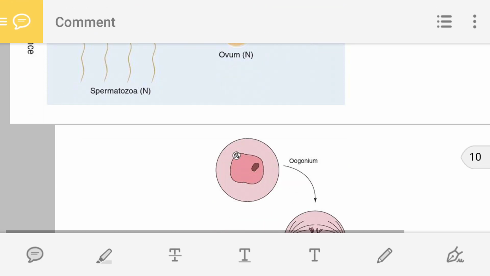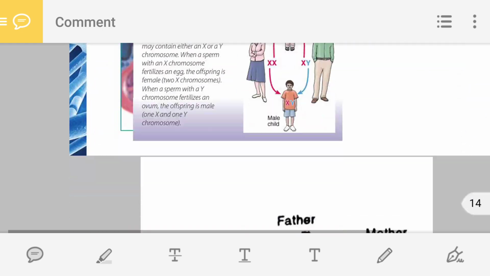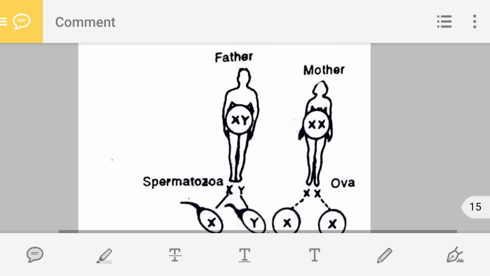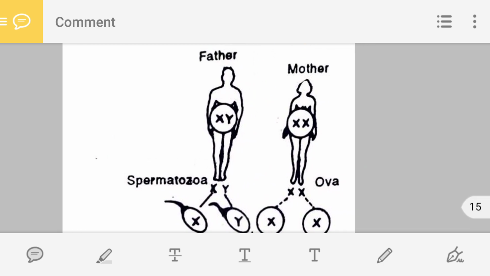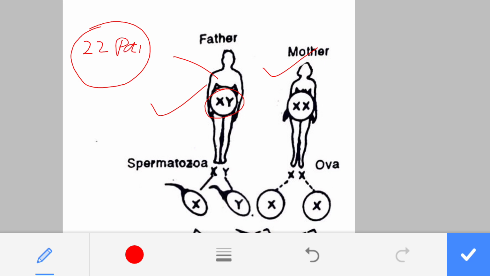Okay, so here in this figure, for example, in this figure, as you can see, father and mother are shown. Okay, and XY is written. So you need to understand, in father's all the body cells, there are 22 pair of autosome.